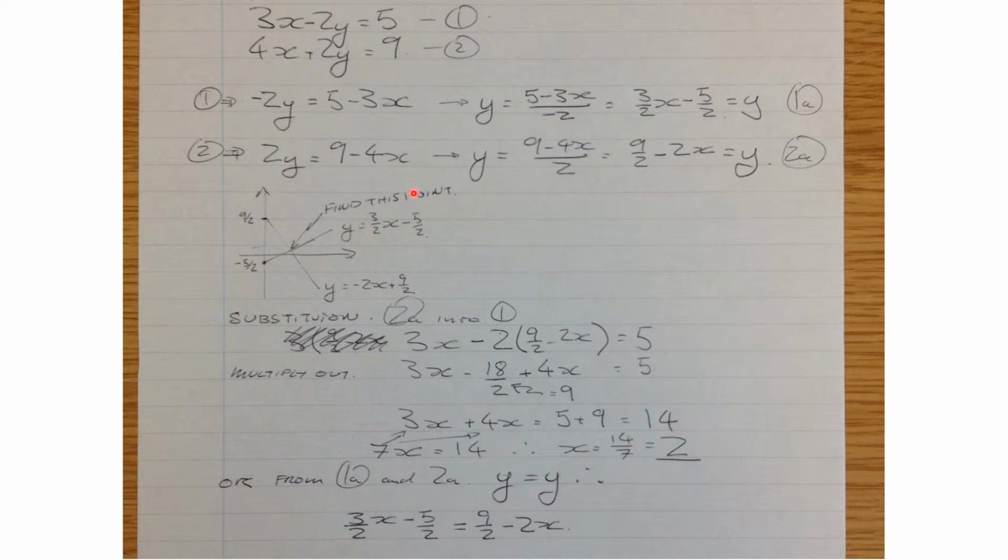You can do exactly the same thing with the second equation. It gives us another equation that's y equals x times something, and then plus, or in this case minus, a constant. So we can rearrange these into linear equations. So y equals 3 halves x minus 5 over 2, and another equation y equals minus 2x plus 9 over 2. Okay, so we can sketch out those linear equations.